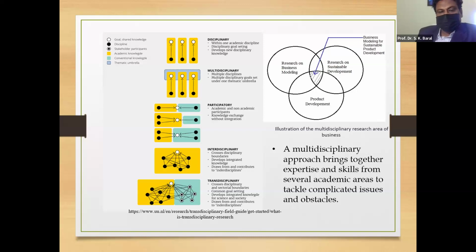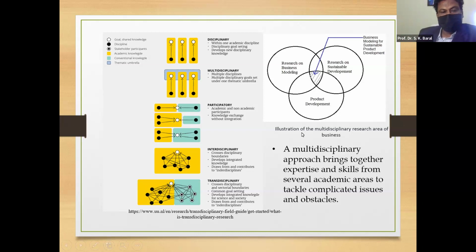Here, for example, it is an illustration of multidisciplinary research area of business. You see, we are developing different business models to derive sustainable product development. So for this, we need 3 different areas. One is research on business modeling, research on sustainable development, and research on product development. So when these 3 will come together, then the common space will tell you the sustainability, how the product will be sustainable in the market.